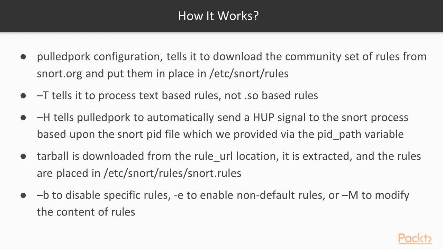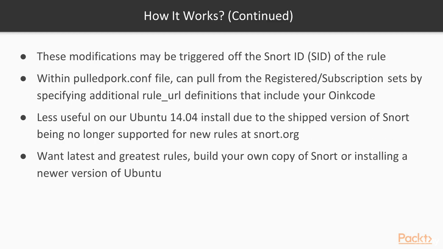You may additionally specify config files with -b to disable specific rules, -e to enable non-default rules, or -m to modify the content of rules. These modifications may be triggered off the Snort ID, SID, of the rule, or through regular expression matching. You can look at examples of the configurations within Pulled Pork's etc directory.